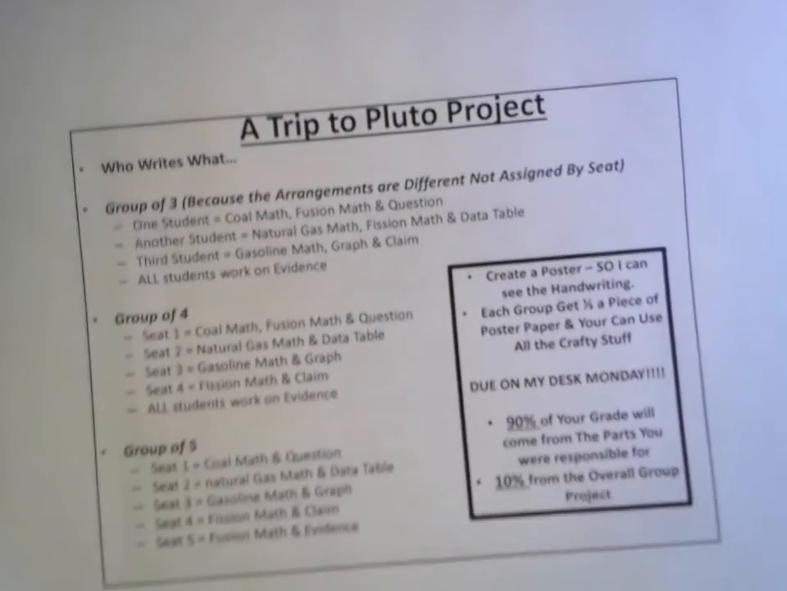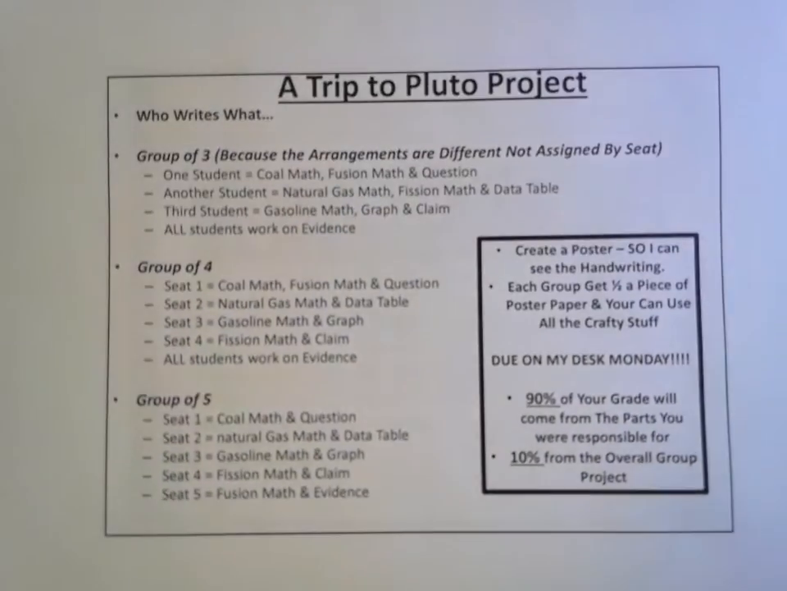So this is what you're responsible for. I've left a seating chart with the sub. If you're a group of 3, because there's different arrangements, it's not assigned by seat. One student is going to do the coal math, fusion math and question, another student the natural gas math, fission math and data table, a third student the gasoline math, graph and claim, and then all students are going to work on the evidence.